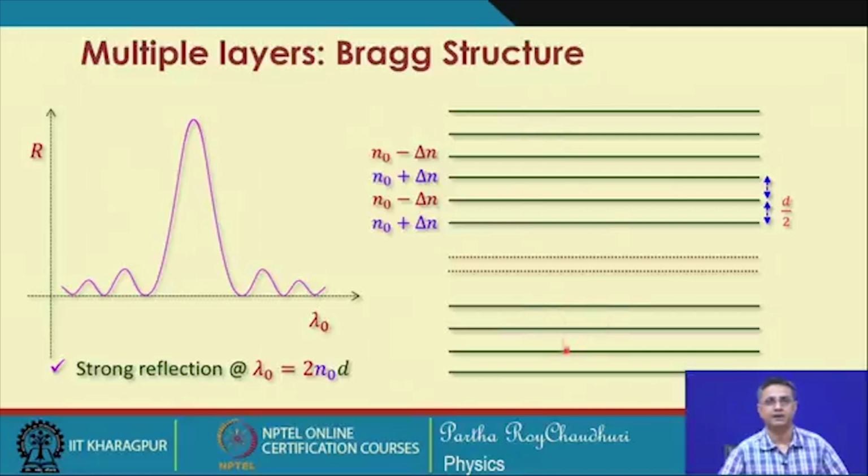If you plot the energy reflection R as a function of the wavelength, representing the electromagnetic waves propagating through the structure, then you have a well known plot of Bragg reflection. You have side lobes, and you will get a very strong reflection at the center wavelength, for which lambda 0 will be equal to twice n 0 d. This is again for the normal incidence of the Bragg reflection.